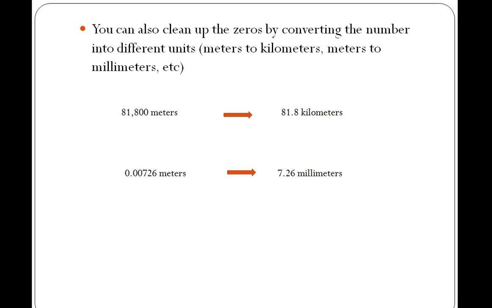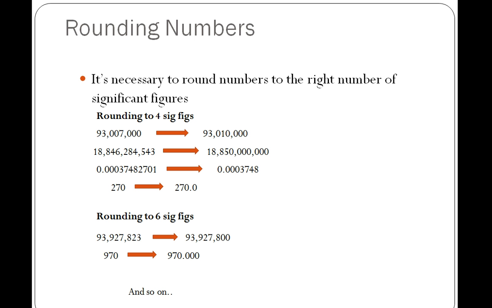You can also clean up the numbers by converting the number into different units. So notice that you could change it from meters to kilometers and get rid of those zeros right there. Also, you could change it from meters to millimeters and get rid of some of those zeros right over there just by moving the decimal place over.